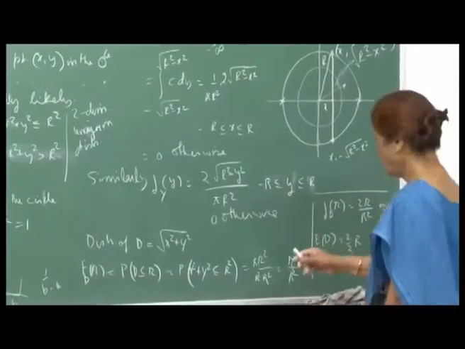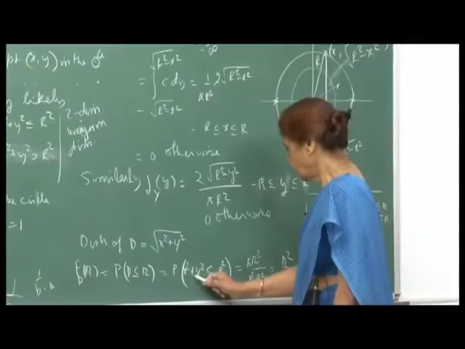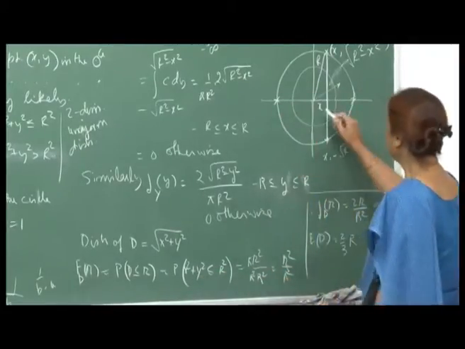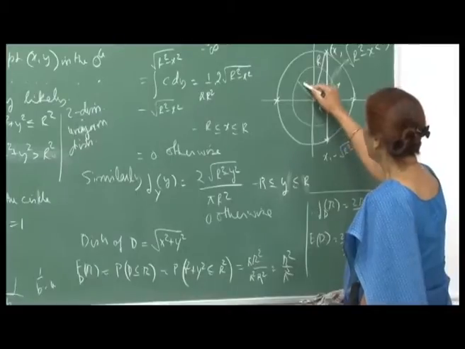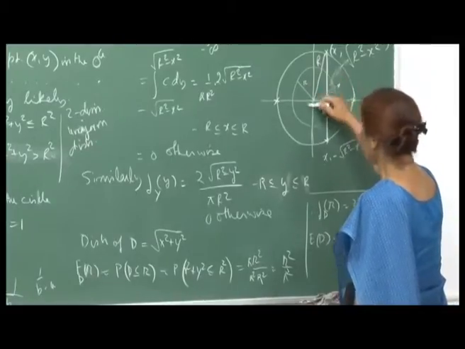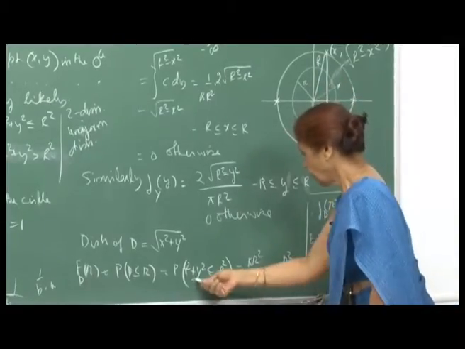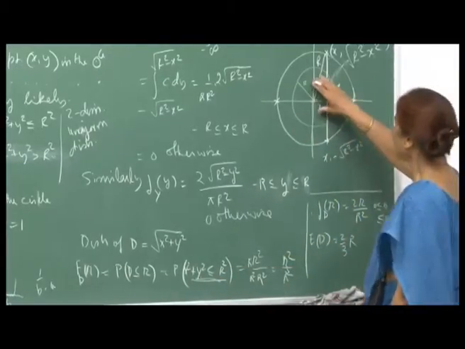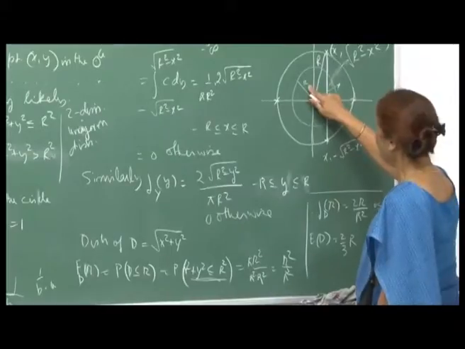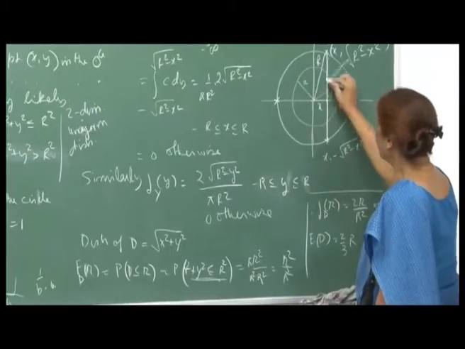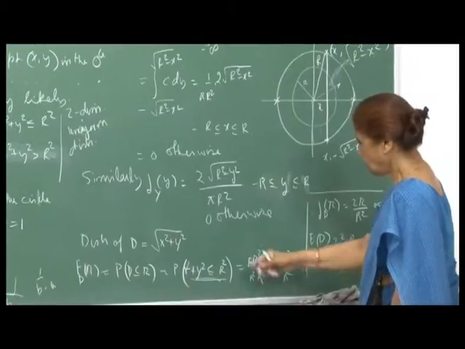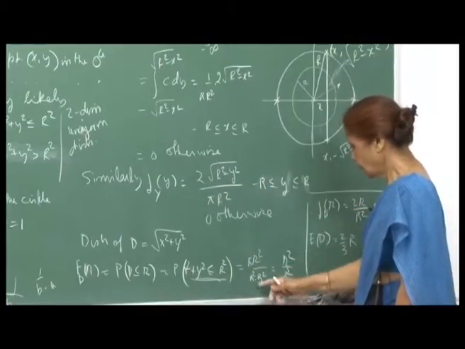And again, by the same argument, for x square plus y square less than or equal to r square, all points inside the circle having radius r will satisfy and define this event. Every point inside the circle of radius small r, and therefore the area here is pi r square, small r square, divided by the total area, which is pi R square.